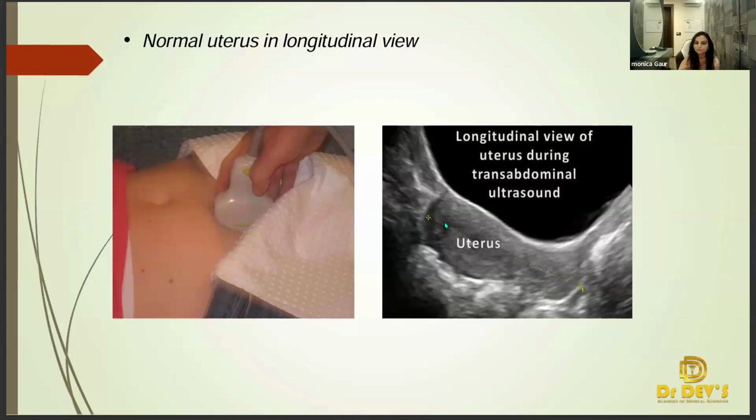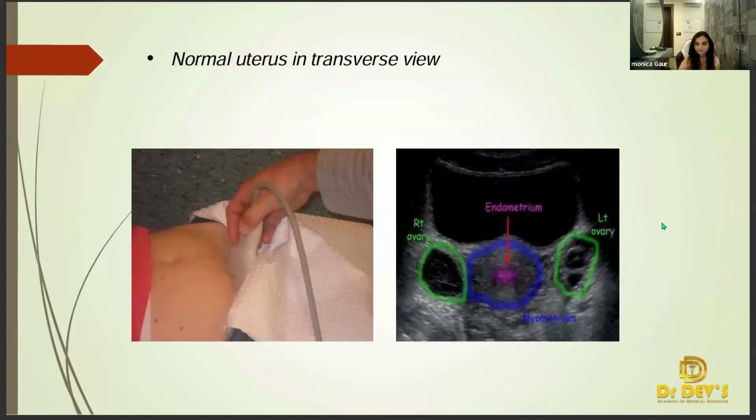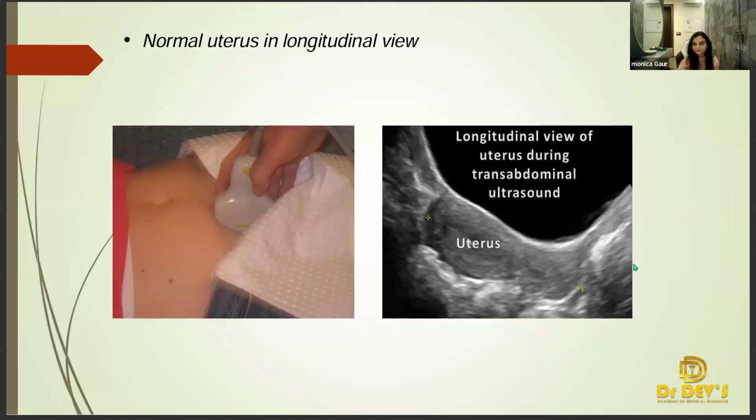So this is the longitudinal view. Longitudinal means anterior, posterior, superior, inferior. I hope that's clear. Anterior, posterior, right and left in transverse. Now anterior, posterior, superior, inferior, and that is the reason we are not able to see the ovaries in longitudinal section unless we make the positioning. We do not tilt our hand to the right, we do not tilt our hand to the left. So this is how the longitudinal view of the uterus is achieved.